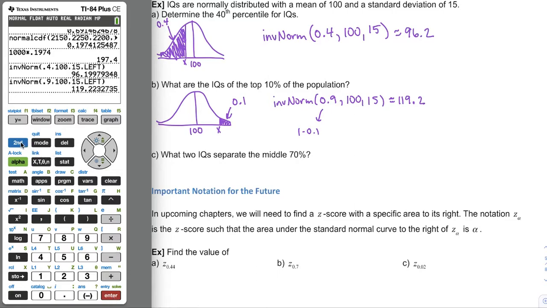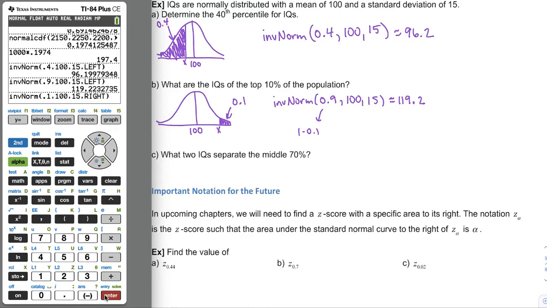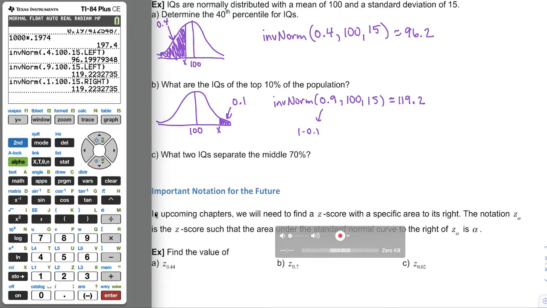I just want to jump back in here really quick, just in case some of you have the option of changing the tail. I'll show you how to do it. We'd know it's the top 10%. We'd say the area is 0.1 in the right tail. So if you have this option, you may want to go this route. It's going to give you the same answer, of course. It should, otherwise we did something wrong.